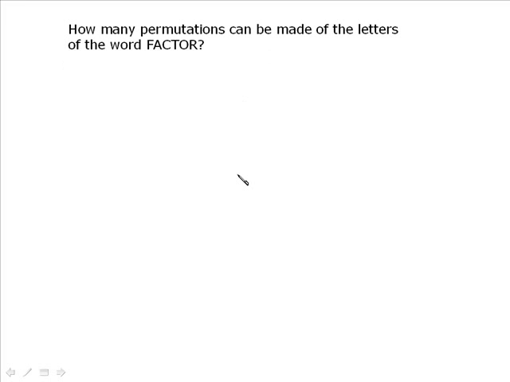Let's try a few questions. How many permutations can be made of the letters of the word factor? So to set this one up, the long method, which I like, is to see that we have 6 letters. So we're taking arrangements of them. So we have 6 choices for the first one. And in these ones with permutations, there's nothing in it that would suggest that the arrangements have to make sense. So 6 times 5 times 4 times 3 times 2 times 1 is equal to 720 permutations.